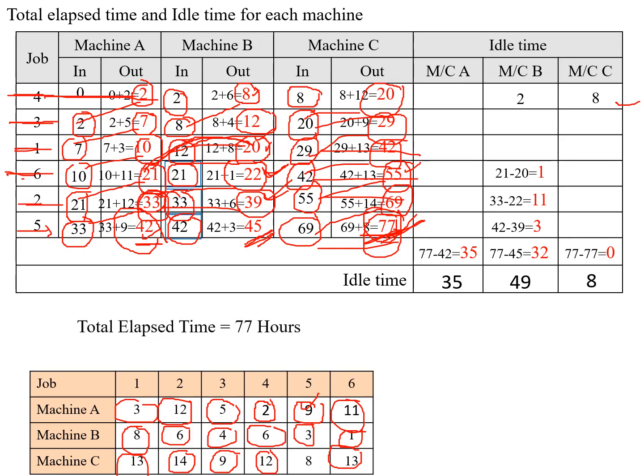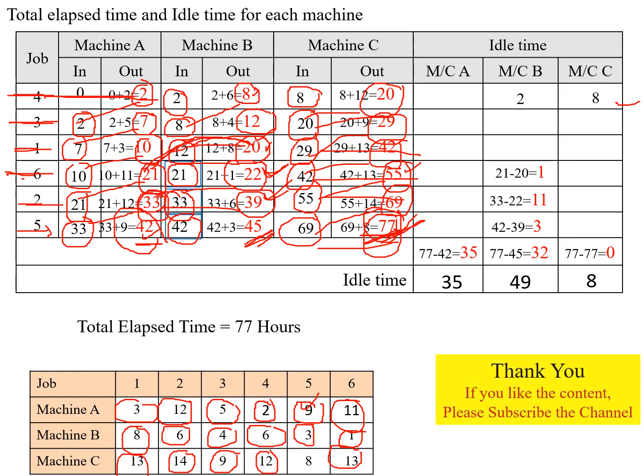See here, the total elapsed time is 77 for this job sequence, and the idle time for machine A is 35, the idle time for machine B is 49, and the idle time for machine C is 8 hours.